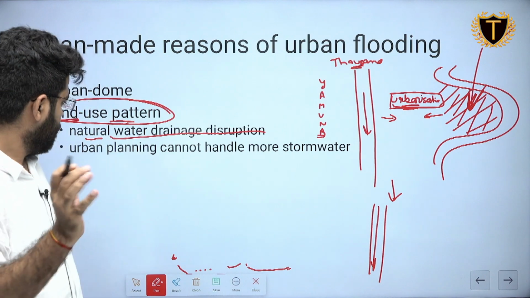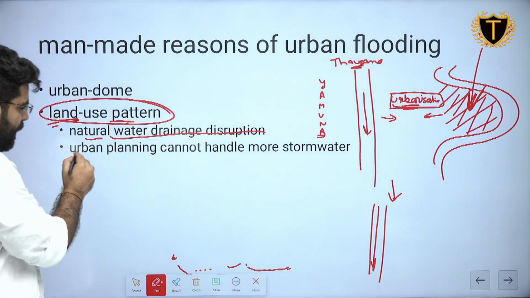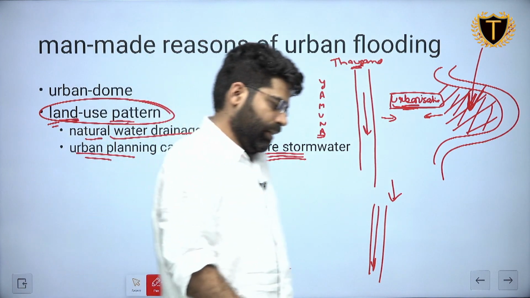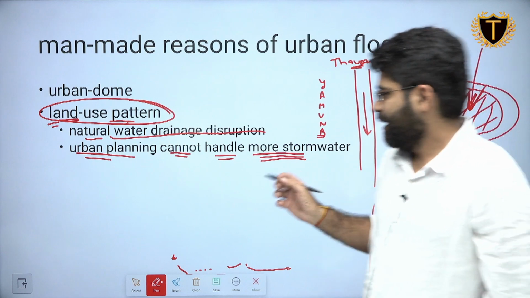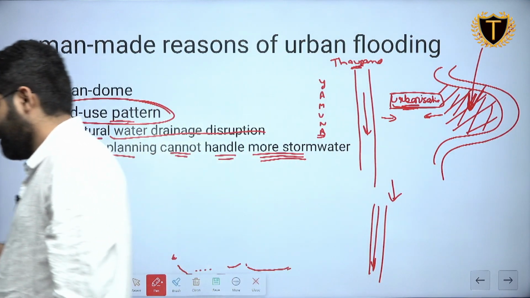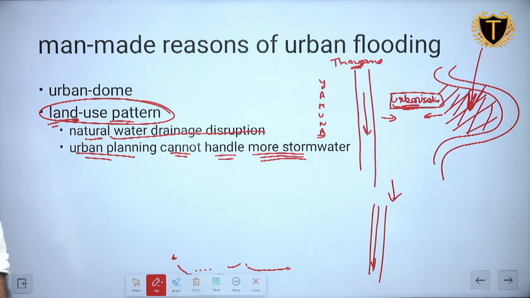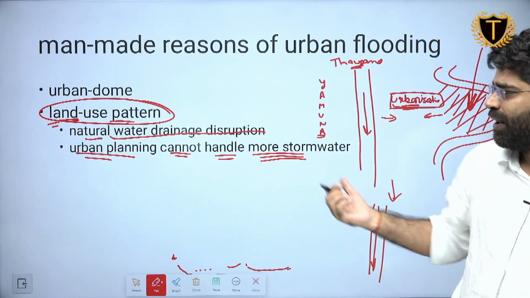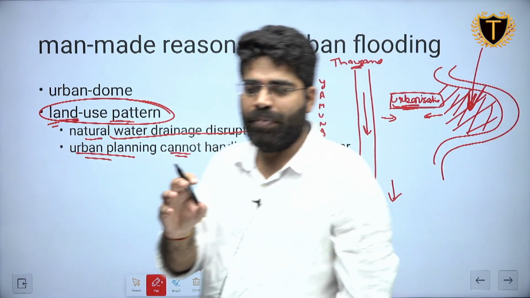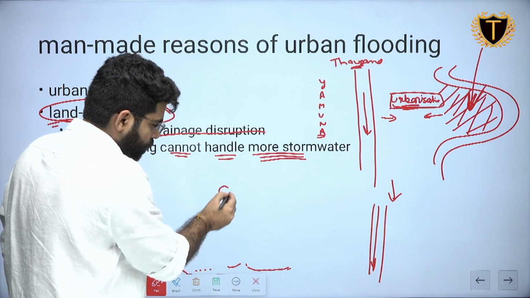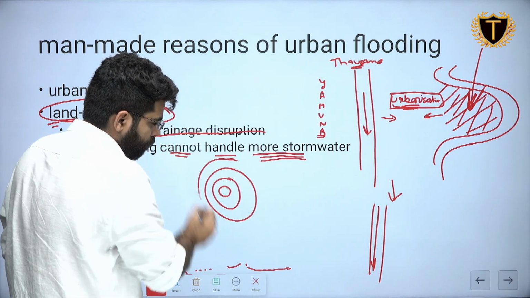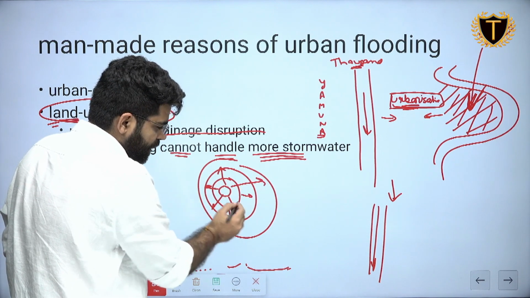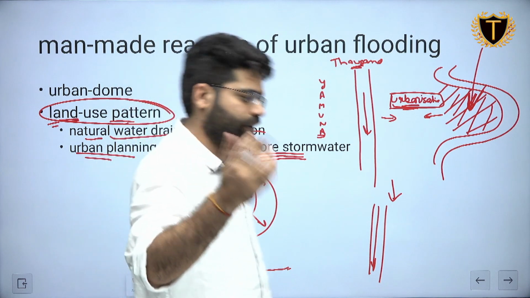Clear है इतना? Now next thing is urban planning cannot handle more storm water. Now this example is particularly important for cities like Delhi. Delhi ka development we have seen through the eyes of modern history. Earlier it was known as Indraprasth or Shahjahanabad. The city has been developing over a particular core and has been expanding outwards without any consideration for the simultaneous development of the drainage systems.